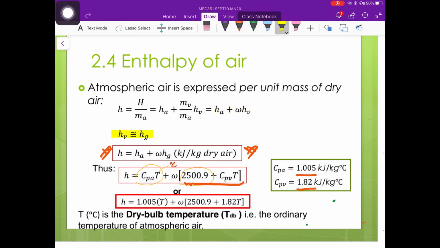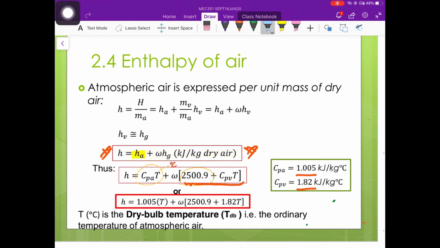The value of hv is equivalent to the value of enthalpy for the saturated vapor at the desired temperature. Therefore, we are going to have enthalpy equal to the enthalpy of the dry air plus specific humidity times the enthalpy of the saturated vapor. This will give us the unit of kilojoule over kilogram dry air.